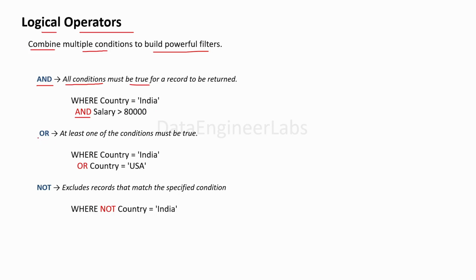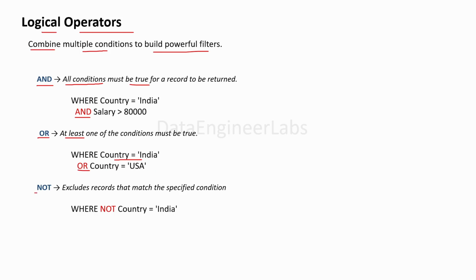Then we have OR. This means at least one of the conditions must be true. For example, country equals India or country equals USA. Again, we have more than one condition. First one is country equals India, second one is country equals USA. But for a record to be returned, any one of these should be true. So this will return all the records where employees are from India or from USA.